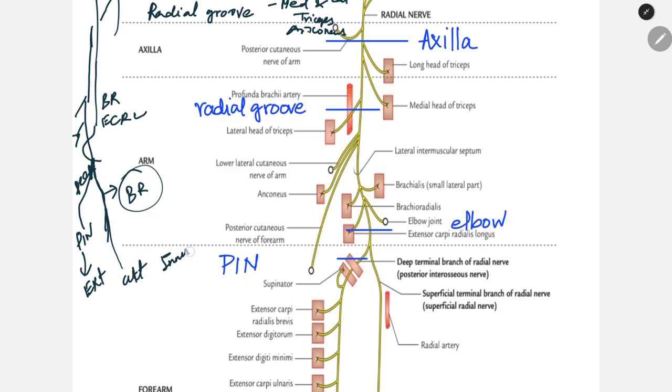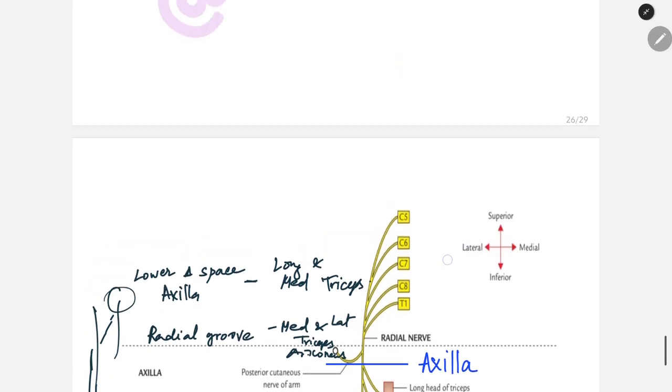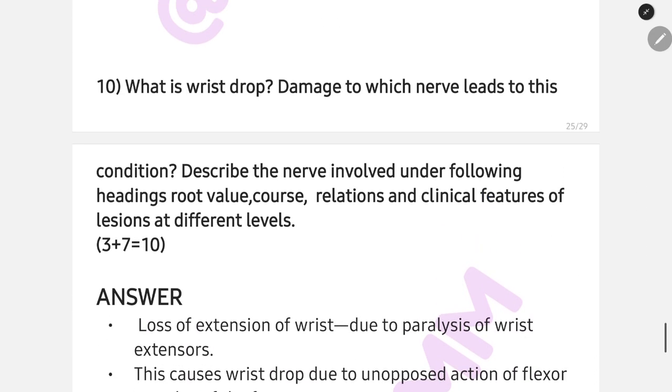This is the whole thing, you have to write the whole thing. Please learn this diagram. And then what they have asked about the injury or lesions at the different levels.